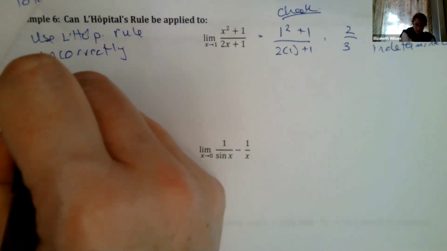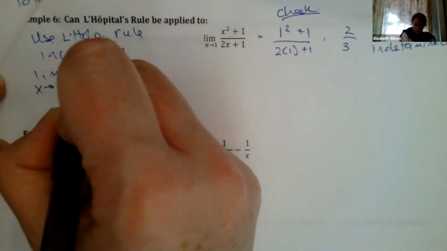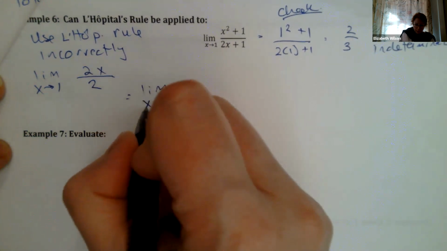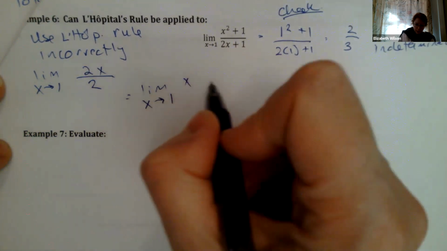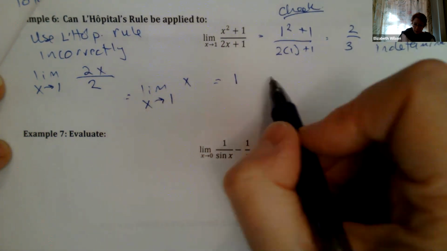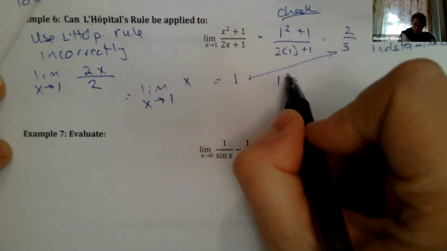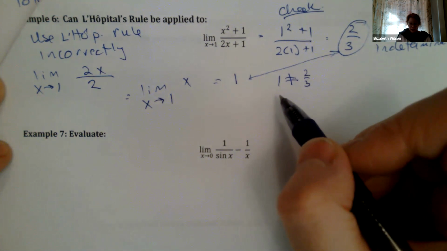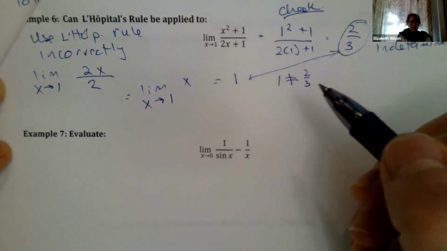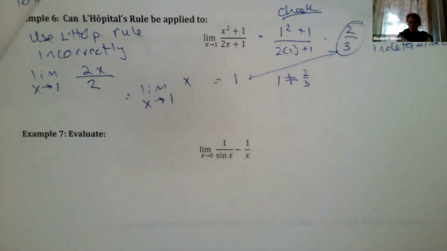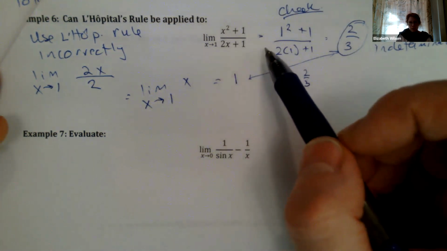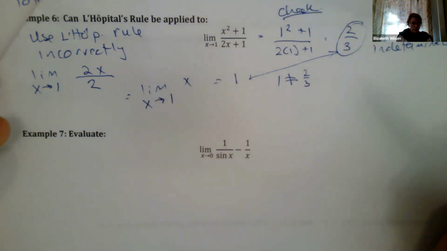So let's do it. Limit as x goes to 1. I'm going to take the derivative of the top, 2x, all over the derivative of the bottom, 2, which is equal to the limit as x goes to 1 of x. And I apply that and I get 1. Uh-oh, 1 does not equal 2/3. This is our correct answer, right? And we're getting an erroneous answer. We used L'Hopital's rule incorrectly. It's going to lead you down the garden path. You're going to think, I'm doing it correctly. I'm getting a number, a real number, but if you didn't do the check first to make sure that your function was an indeterminate form, then you're going to get an erroneous answer on your L'Hopital's rule.